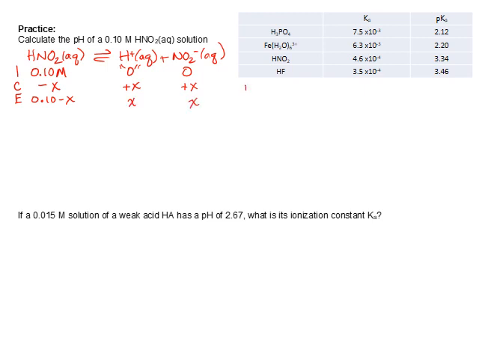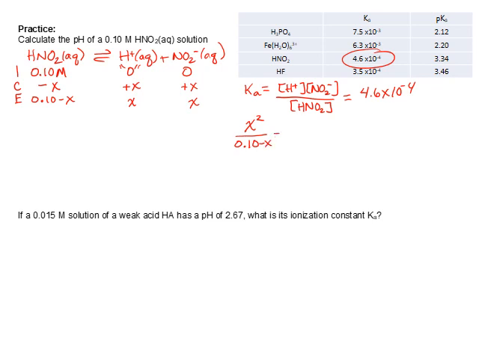We want to set up our Ka expression. So this is the product concentrations, H+ times the nitrite ion, over the concentration of nitrous acid. And we see in our table from the previous slide that this should have a value of 4.6 times 10 to the minus 4. So what we want to do is solve this equation for X. On the top we'll have X squared, and on the bottom we'll have 0.1 minus X, and that's going to be equal to our Ka value.